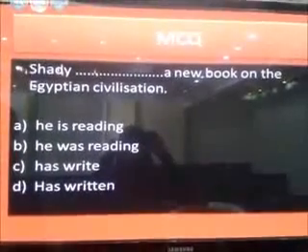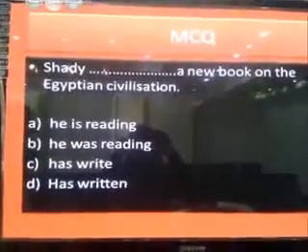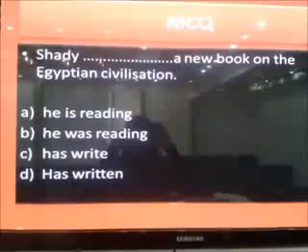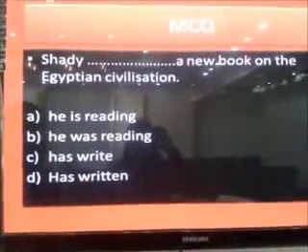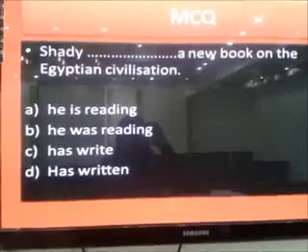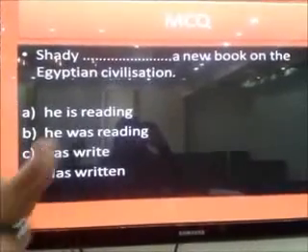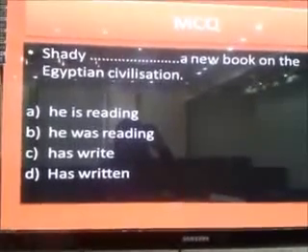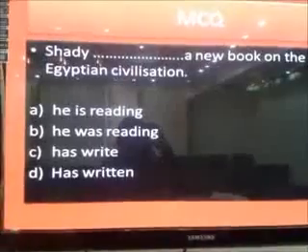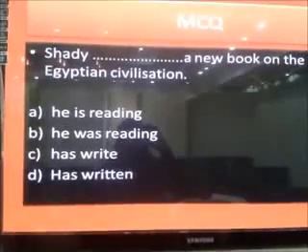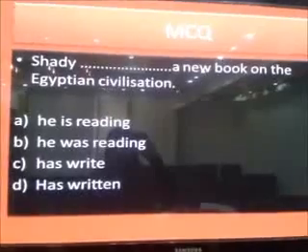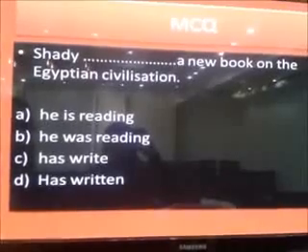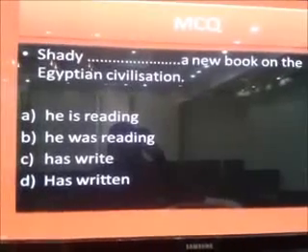Oh, that's my name. Fantastic, Shadi. I love it. Okay, Shadi, and then I have a gap: "a new book on the Egyptian civilization." Now I've got choices. Oh, before we move to the choices, let's look at the sentence first. I need to look at a subject and a verb. Do I have a subject? Yes, we've got Shadi here. That's a subject. Do we have a verb? Let's read together: "a new book on the Egyptian civilization." No, we don't. There is no verb. So I miss a verb here.